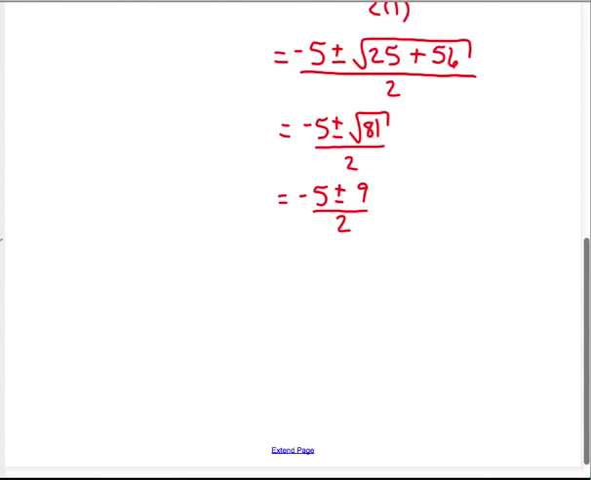So I'm going to turn this into two different expressions. Negative 5 plus 9 is 4. And negative 5 minus 9 is negative 14. And then 4 divided by 2 is 2. And negative 14 divided by 2 is negative 7.